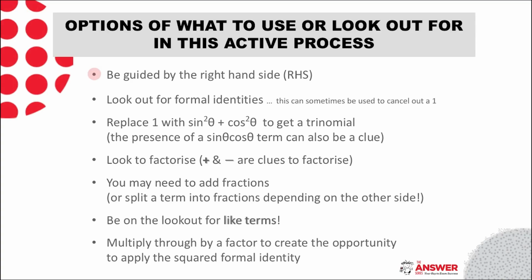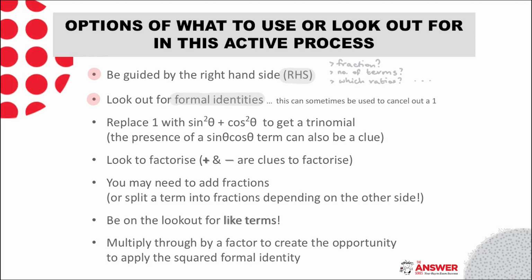The first on the list is to use the right-hand side to guide you. Things like noticing if the right-hand side is a fraction, or if it is 1 or 2 terms, or which ratios it contains, etc. The next is to be on the lookout for the formal identities, the tan identity as well as the squared identity.